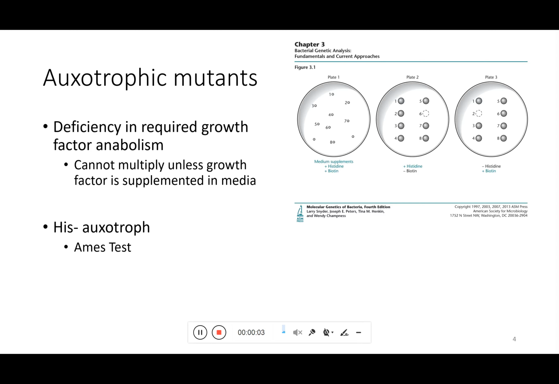There are a variety of different types of mutants out there. One of the most common ones that we do look for are called auxotrophic mutants. Auxotrophic mutants have lost their ability to grow because they've lost their ability to produce a necessary growth factor. So it's usually looking at anabolism reactions, so something that's built up by the organism. If it can no longer build it, we've got to feed it.